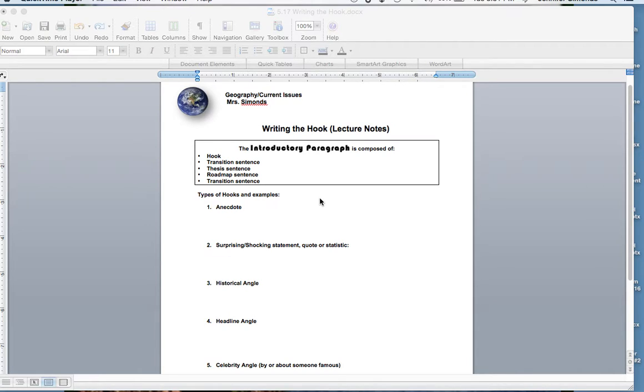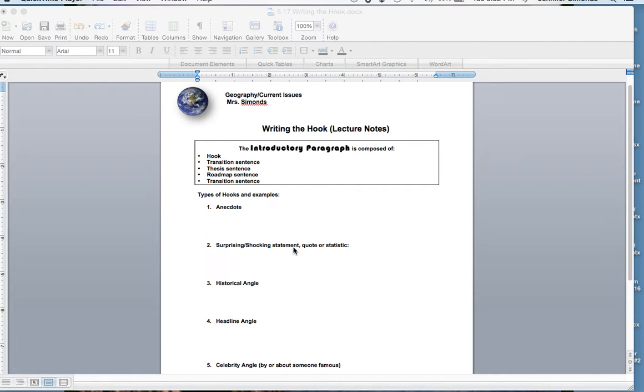Simons. Today we're going to give you a brief introduction to writing the hook. This can be one of the funnest parts of your paper because it gives you an opportunity to be a little bit more creative. So those of you that like creative writing, it lends to some storytelling or finding some funny or shocking statistics.